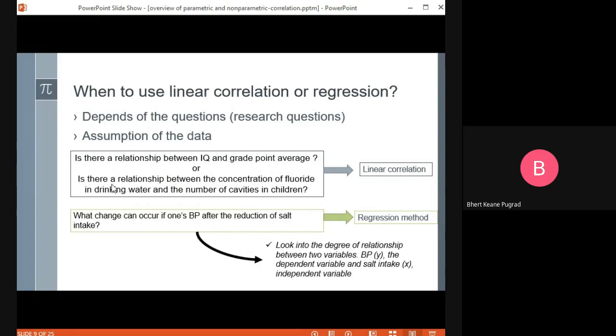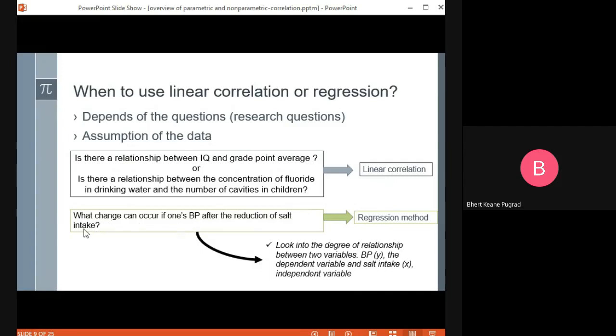Number two is the relationship between concentration of fluoride in drinking water and the number of cavities in children. So with this one, we want to determine if there is really a direct relationship between the concentration of fluoride in the drinking water and the number of cavities in children. We could appreciate here that we are looking into a direct relationship between two variables, fluoride concentration in drinking water and the number of cavities, and that is a linear correlation.